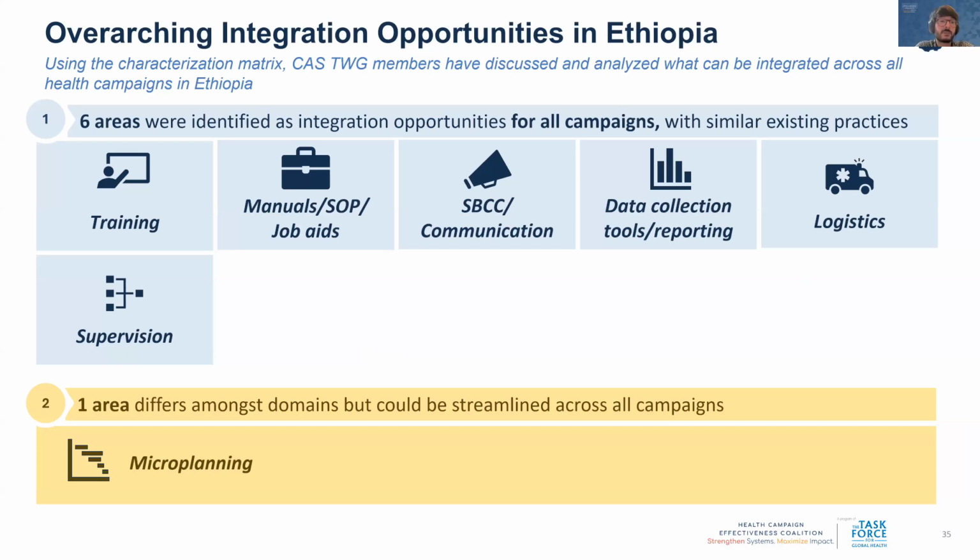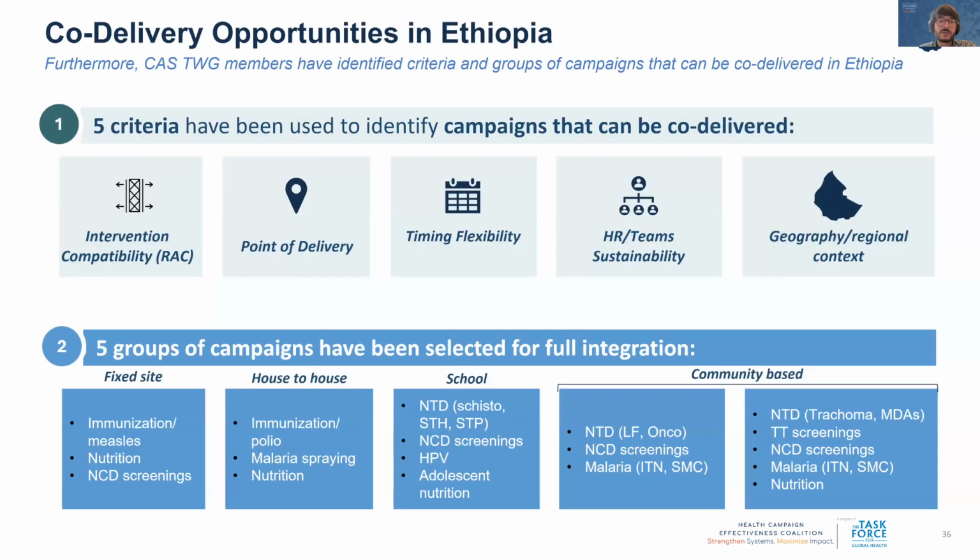Training, job aids, communication methods, data collection tools, logistics, and supervision were shown to be 6 areas with similar practices and opportunities for integration for all campaigns, regardless of whether they are co-delivered or not. And as was shown earlier in the matrix, microplanning differed across all campaigns. So there is an opportunity to streamline these practices, but that needed additional work. And similarly, these discussions have uncovered opportunities for co-delivery in Ethiopia using very similar criteria. So intervention compatibility, point of delivery, timing, team sustainability, and geography.